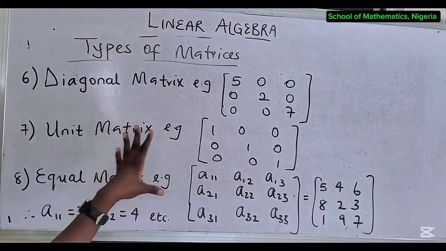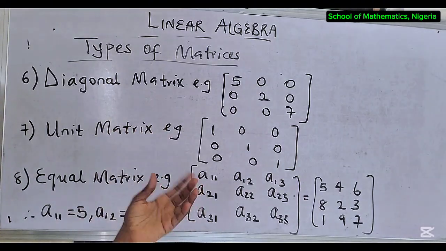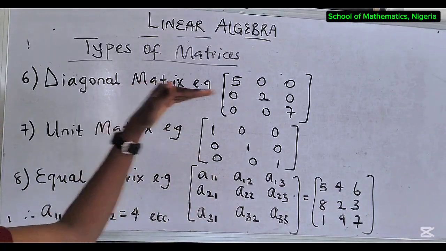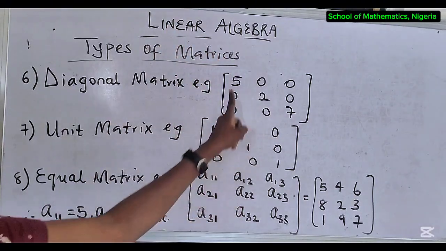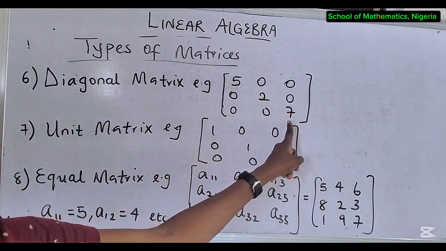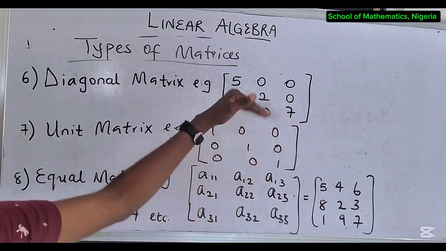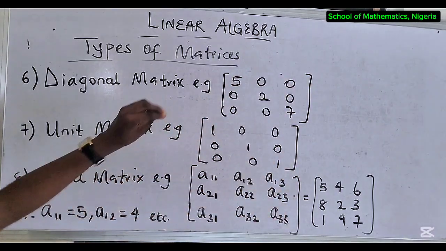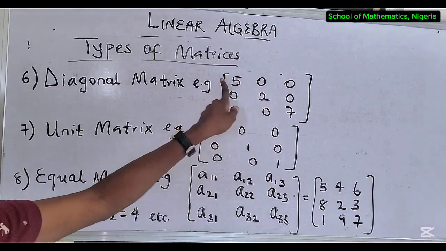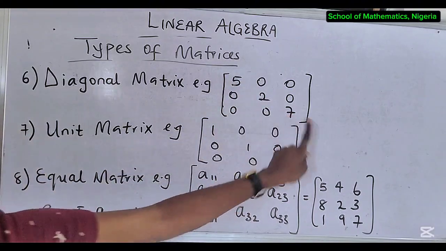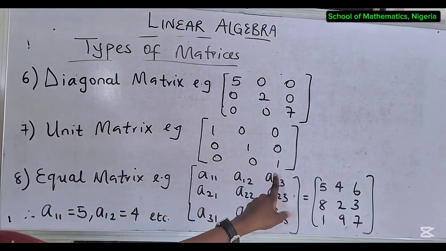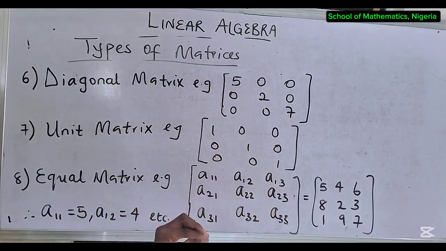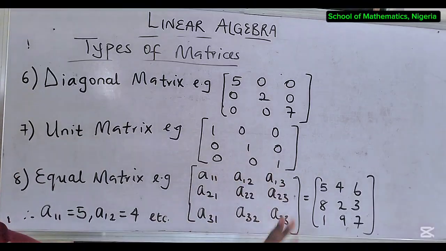We have the diagonal matrix. This is a case where you have a square matrix. Square matrix, remember, means you have the same number of rows and columns. So in this case, when the leading diagonals are not zero, but every other value is zero, it's called a diagonal matrix. So every value is zero except the leading diagonals. But for a unit matrix, these diagonals become one. That's when it's a unit matrix. Take note of the differences. The leading diagonals are one.